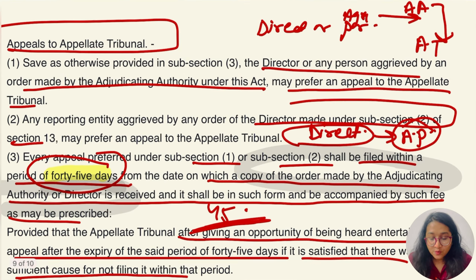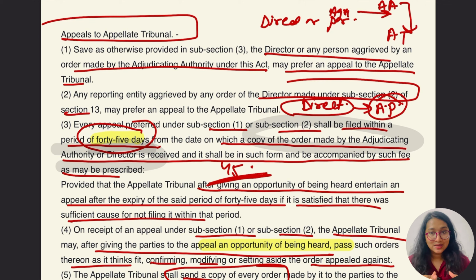Okay, who is going to file an appeal to the appellate tribunal? First, the director or the aggrieved person. The first point is about the director and the aggrieved person. Against the order of whom? The AA, the adjudicating authority. If they are not satisfied by the order of the AA, they can definitely go for an appeal to the appellate tribunal.